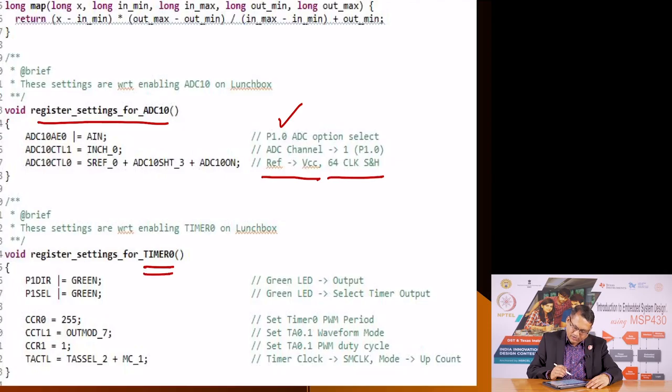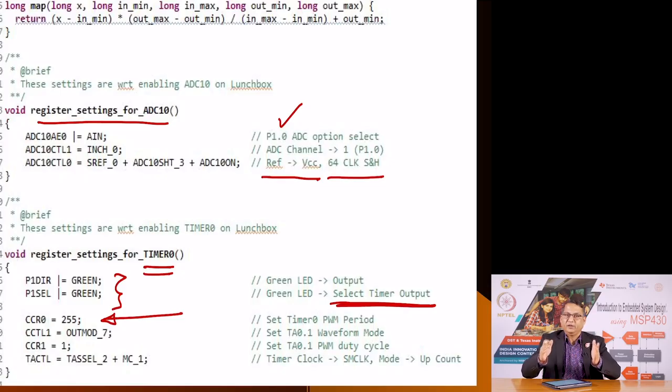Then for timer 0, we are going to connect the timer output to P1.6, and we have selected P1.6 as output, and we have selected it to be timer output. And we have CCR0. You may recall that in our previous discussions we discussed that CCR0 decides the resolution and the time period of the PWM signal. So we have decided the CCR0 value to be 255, which means we have chosen 8-bit ADC, 8-bit PWM.